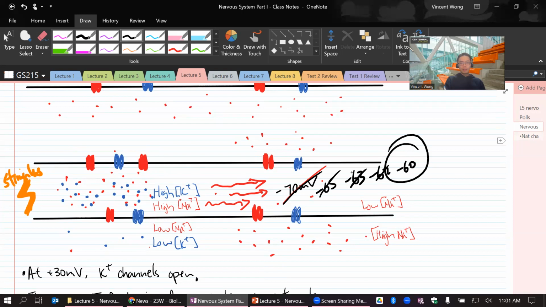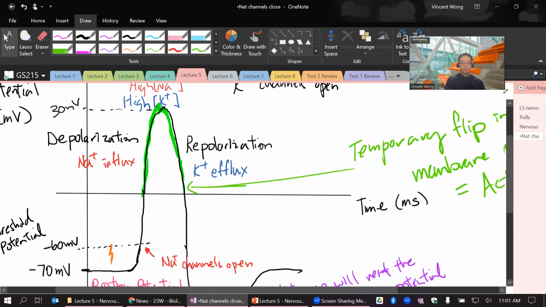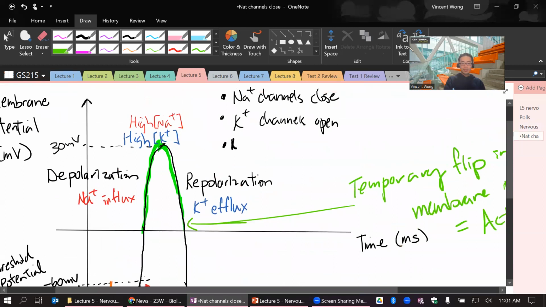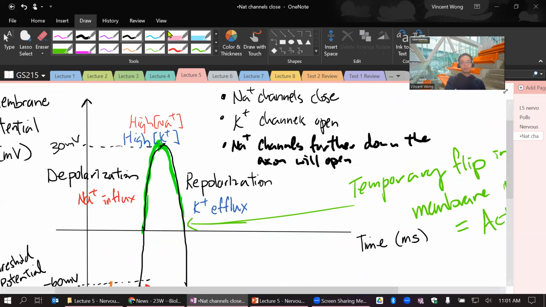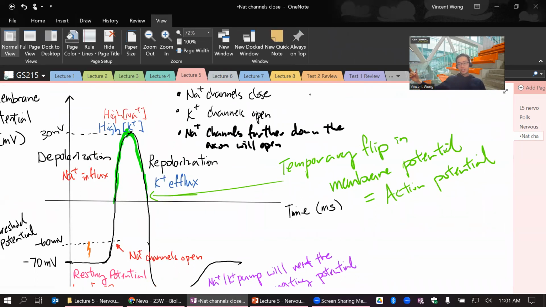So over here, the third thing that's going to happen at the peak here is that sodium channels of the current section will close, but sodium channels further down the axon will open. Okay? That's how the signal is going to be propagated.